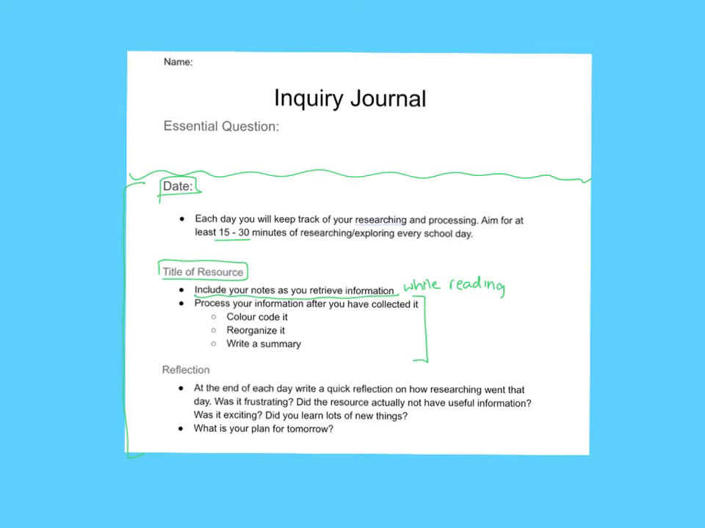After you have finished reading, you can go back and process the information. So you were asked to include some ways that you're going to process the information. So some examples are you could color code it, you could reorganize it, you could write a summary. You don't have to do all of these things, but choose at least one to show that you're actually thinking through that information and processing it on your own. Writing a summary will probably be really processed information.